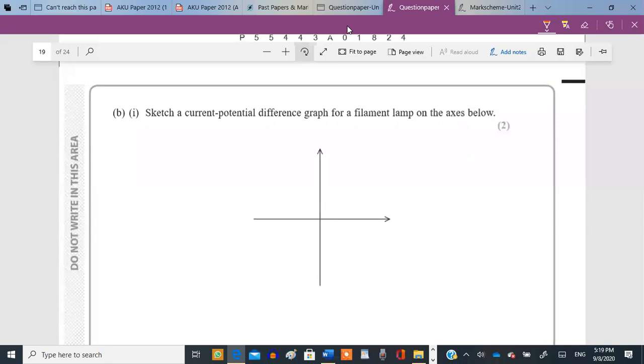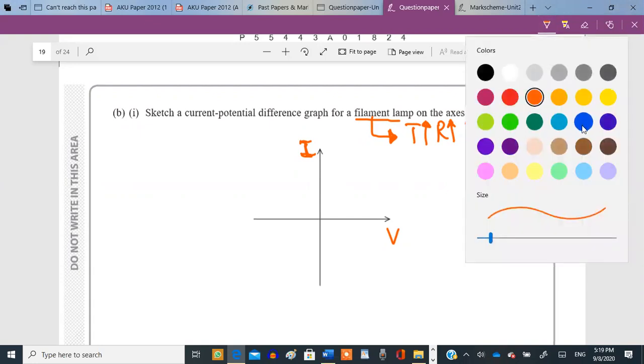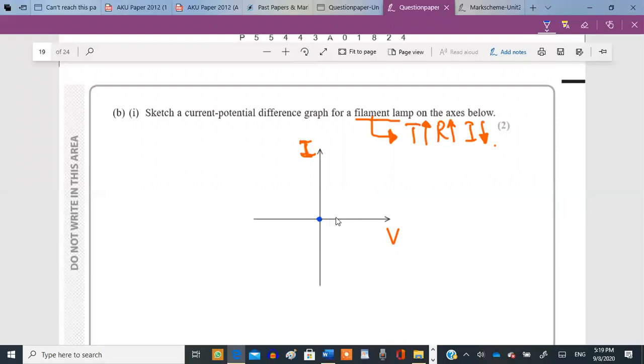We need a graph of current against potential difference, current against voltage for a filament lamp. Remember the characteristic of a filament lamp is that as the temperature increases, the resistance would increase and then the current would decrease, right? This is also a question that came in the Cambridge paper, exactly the same question. While we were doing the past papers the other day, we did this question as well. Now, what would happen when the voltage would increase? As the voltage would increase across a filament lamp, will its temperature also start rising because of the heat that it generates?